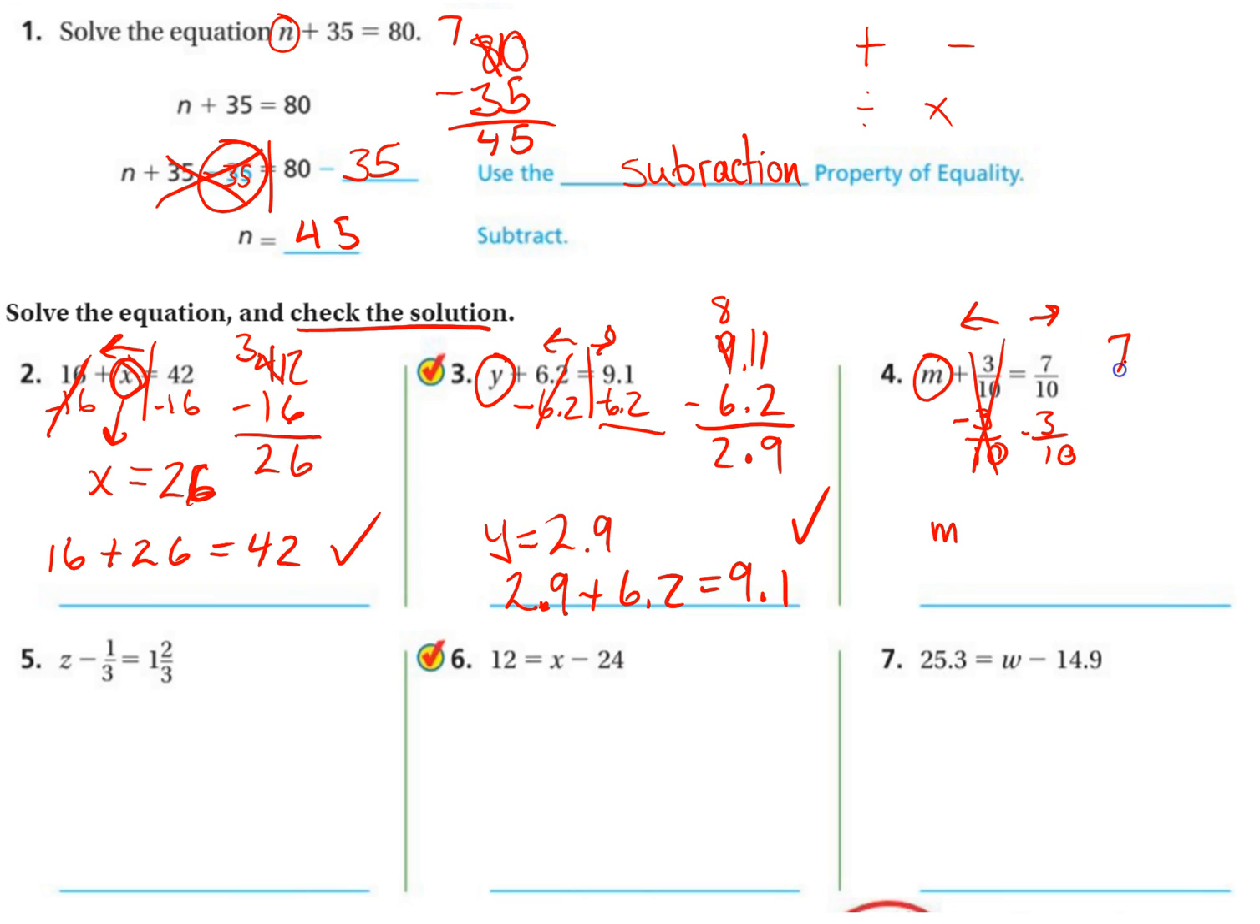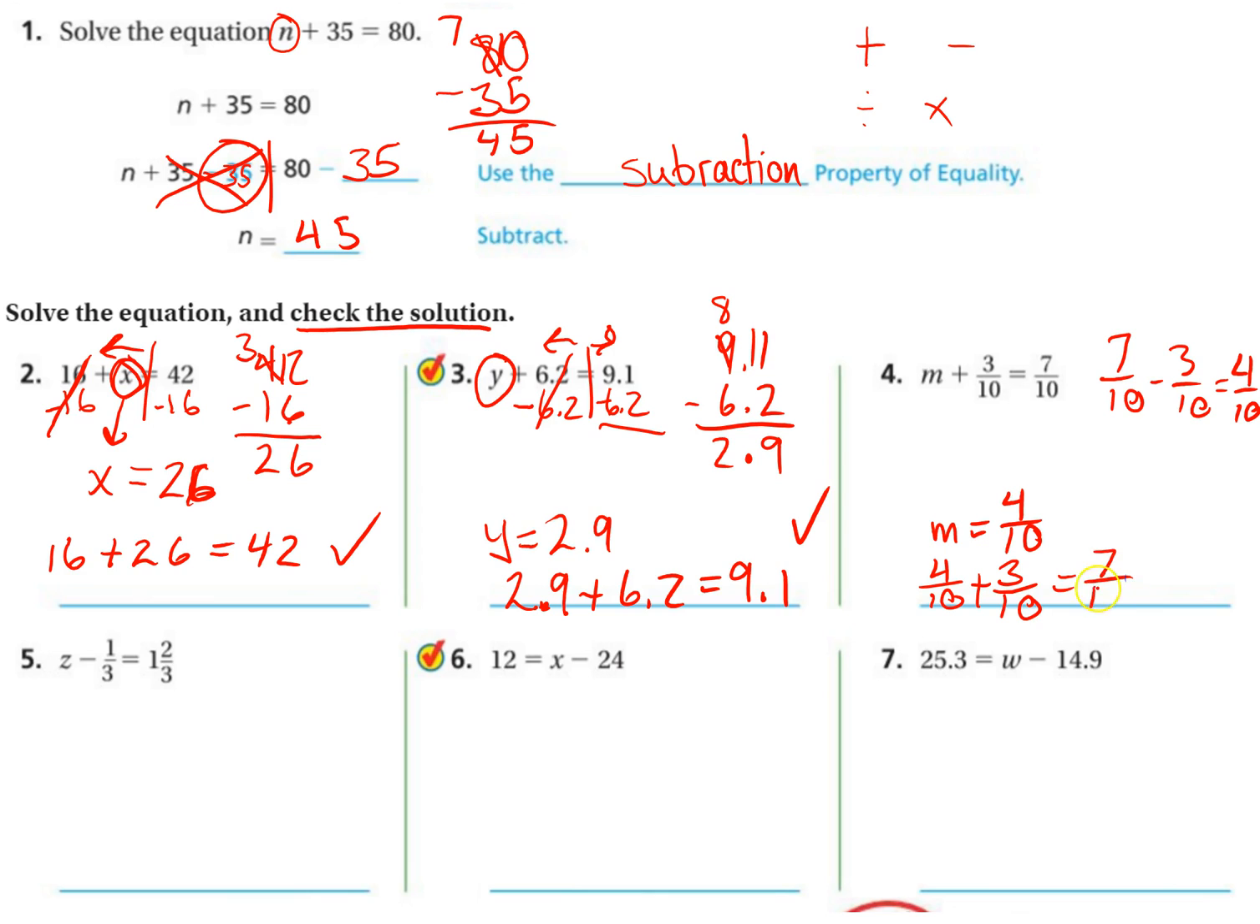So now I need to do that math. 7/10 minus 3/10. Denominator stays the same. 7 minus 3 is 4. So now I'm left with 4/10 on the other side. So m equals 4/10. Now I plug it in to check. So up here where I see my m, I'm going to rewrite the equation with my 4/10 in its place. Plus 3/10. Does that equal 7/10? Yeah. Denominator stays the same. 4 plus 3 is 7.